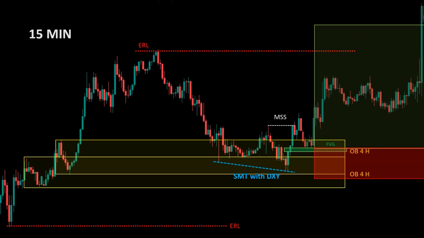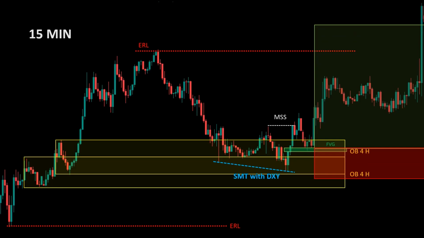Your target is the next liquidity pool, and your stop loss goes just below the low that tagged the internal liquidity zone. This is a clean, structured trade, and it's a perfect example of using multi-time frame alignment, SMT divergence, and liquidity theory all in one. It's all about being patient and waiting for the market to come to your zone. Always remember, confirmation is key.